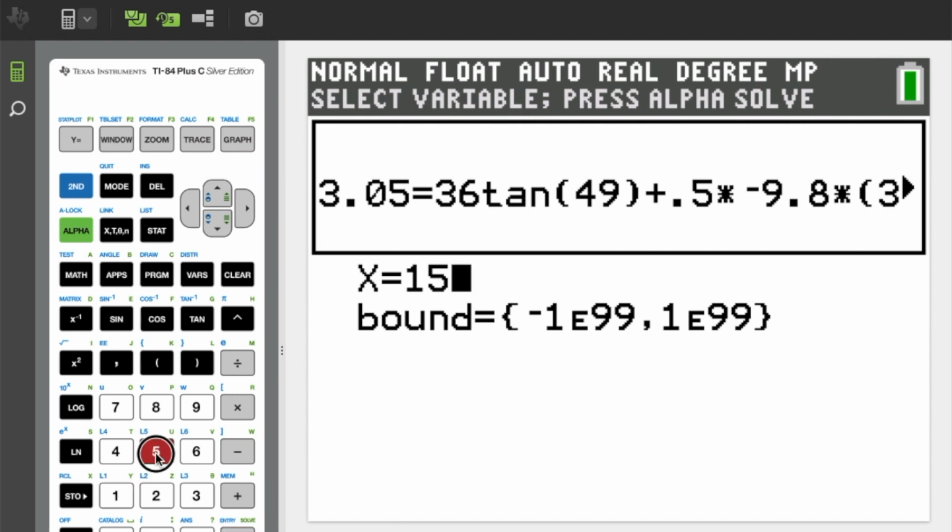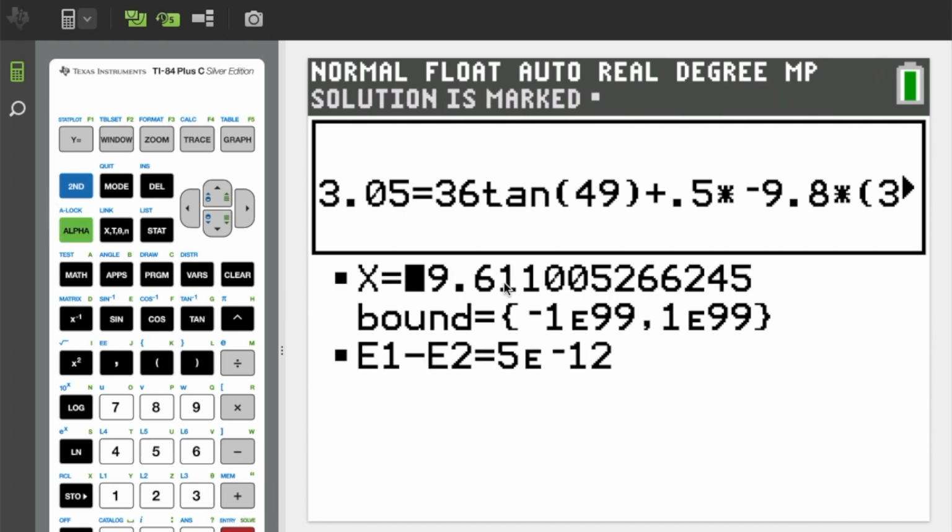And then we just got to put in a guess. So I'm going to put in 15 here. It's roughly where it's going to be. After I do that, I have to hit alpha solve, and it will then go ahead and find the closest solution to this equation from 15. So I hit alpha solve, and it pops up 19.6. All right, let's head back to the board.